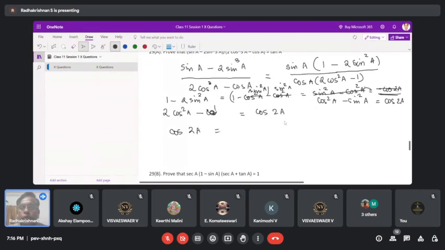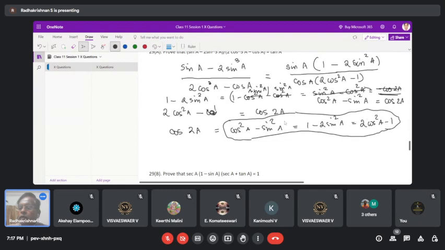Cos 2A is equal to cos square A minus sine square A, or 1 minus 2 sine square A, or 2 cos square A minus 1. It will all lead to the same thing. Simply by putting sine square A plus cos square A equal to 1, you can transform one into the other. All three are equal to cos 2A.